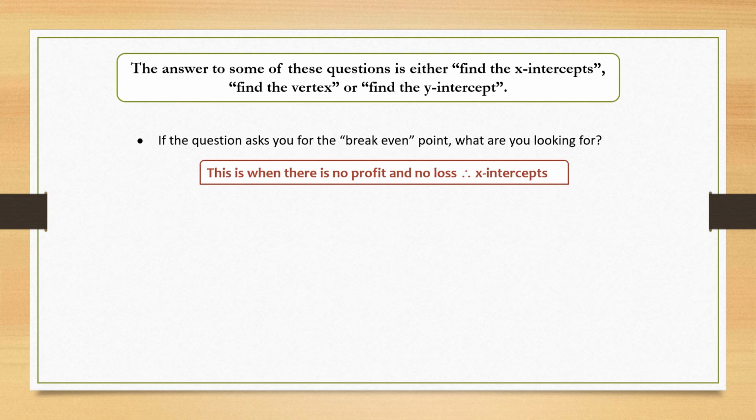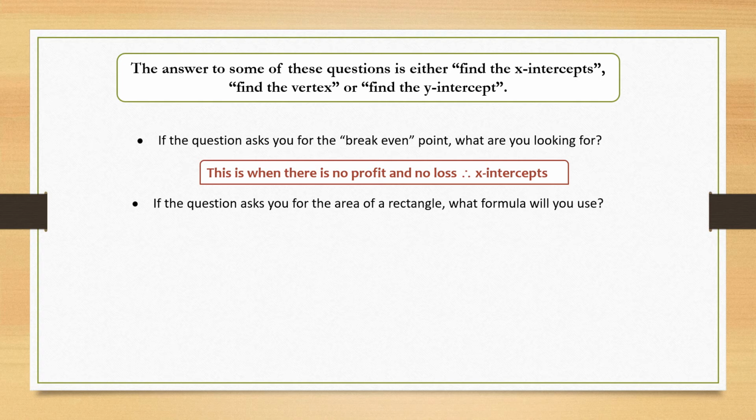So that would be the x-intercepts. X-intercepts would tell you when you have broken even. No positive, no negative. That's it, right on the 0. That's the x-intercept. If it asks you for the area of a rectangle, I put this in because I'm surprised at how often the students forget. They throw in the area of a triangle instead, 1/2 base times height, but the area of a rectangle is just length times width.